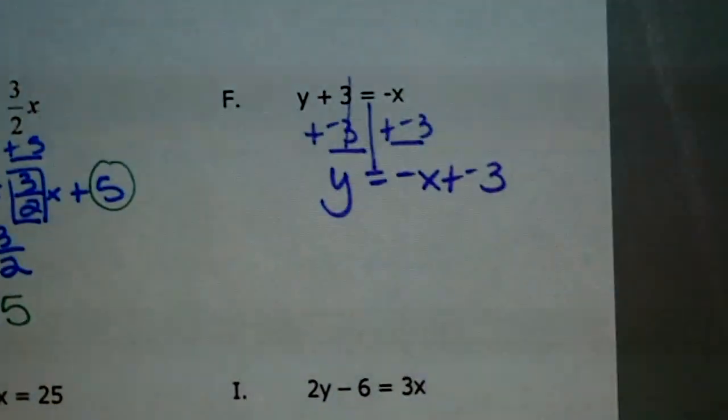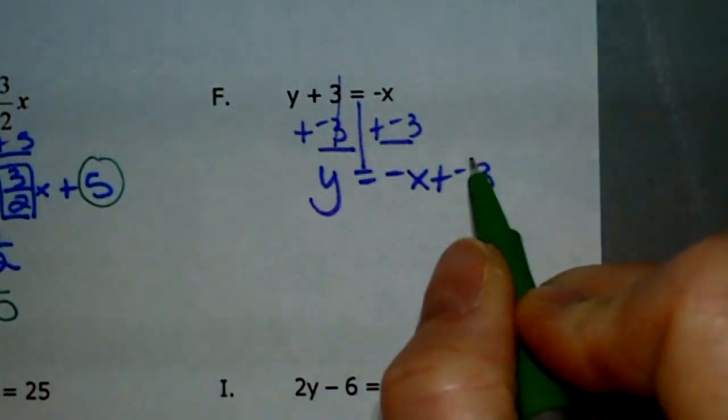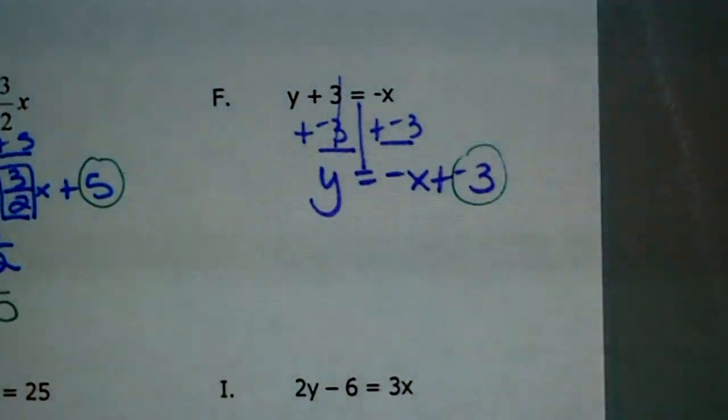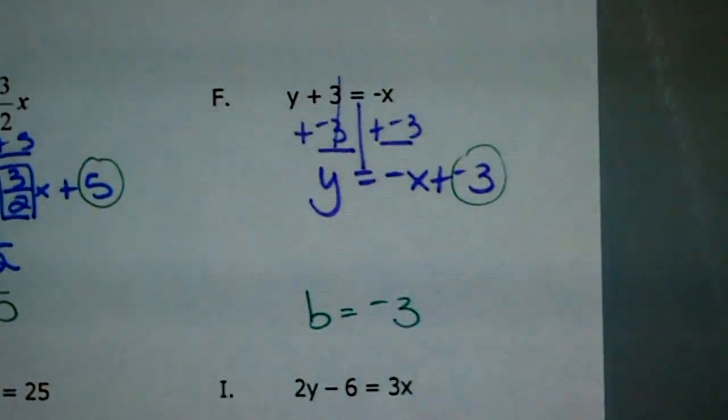Now this one's a little bit tougher to identify the slope, but once I show you how, I know you're going to be just fine with it. Let's start with the b though, because the b in this one, that's not too bad. There's the number by itself. It's a -3. So I'm going to write b equals -3.